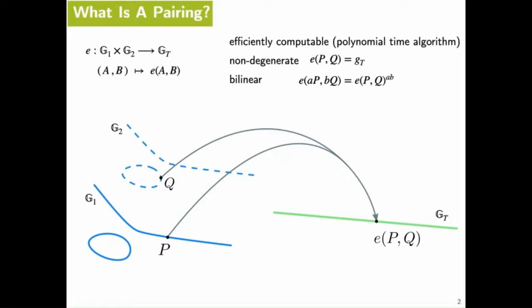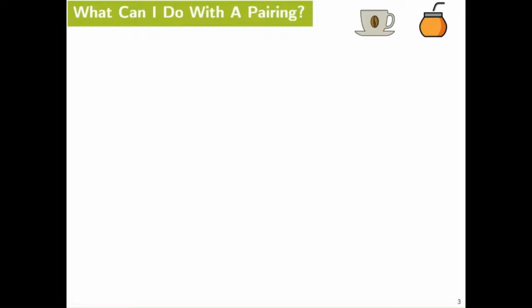This property is represented by the red arrows in the graph below. Bilinearity essentially states that given a multiple of P and a multiple of Q, the pairing of these multiples is actually a multiple of the pairing of P and Q. Now that we know what a pairing is, let's see what we can do with pairings.